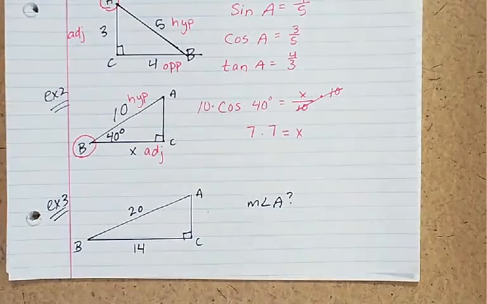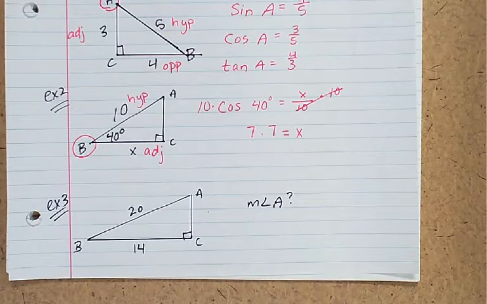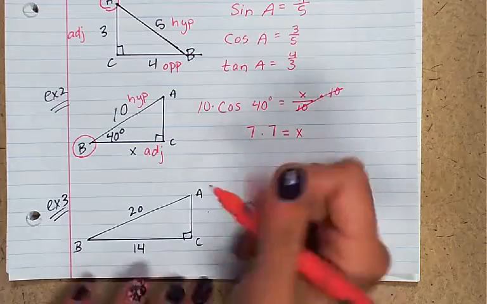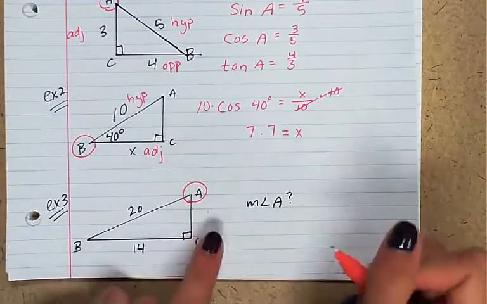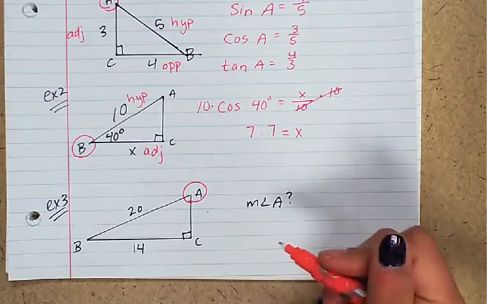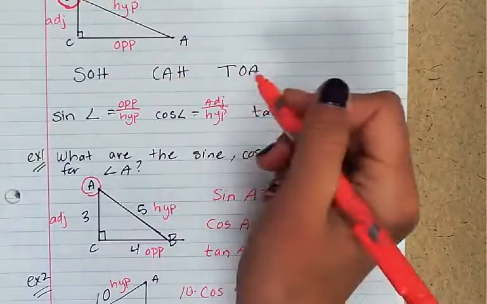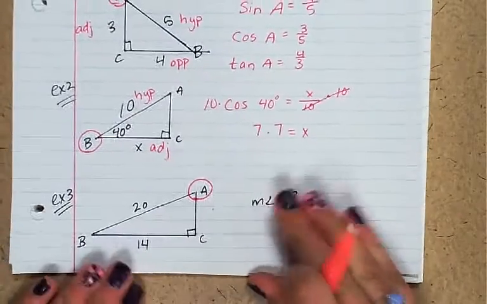Okay, so on this one, instead of solving for a side length, we're going to solve for an angle measure. So we're solving for the measure of angle A. So that's our reference angle. So let's see what they give us, because then that's going to tell us which of these three trig functions we have to choose from.